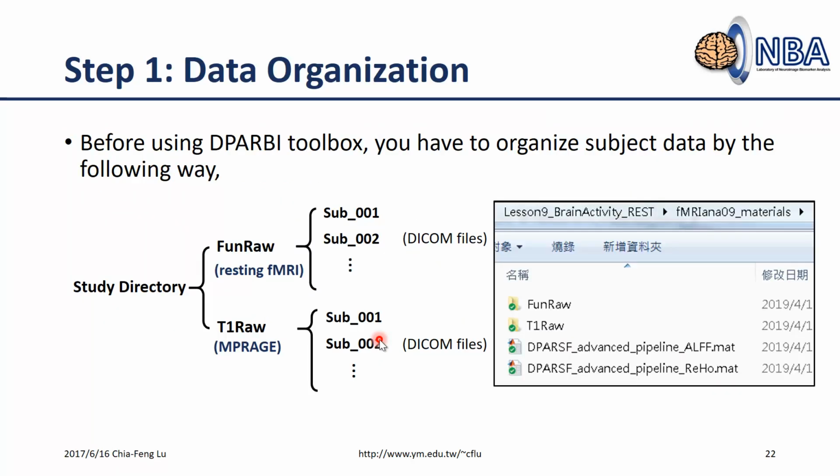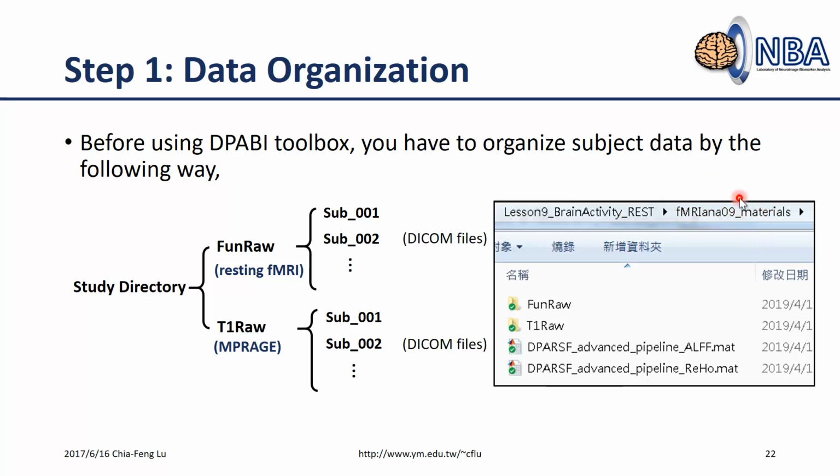So I think there are at least three to four different steps if you want to use DPABI to finish the resting-state analysis. The very first step is data organization. Before using the DPABI toolbox, you need to organize your dataset in a specific way. First, you need to create a study folder. In our case, we have a folder called fMRI Analysis 09 materials. This is the study folder.